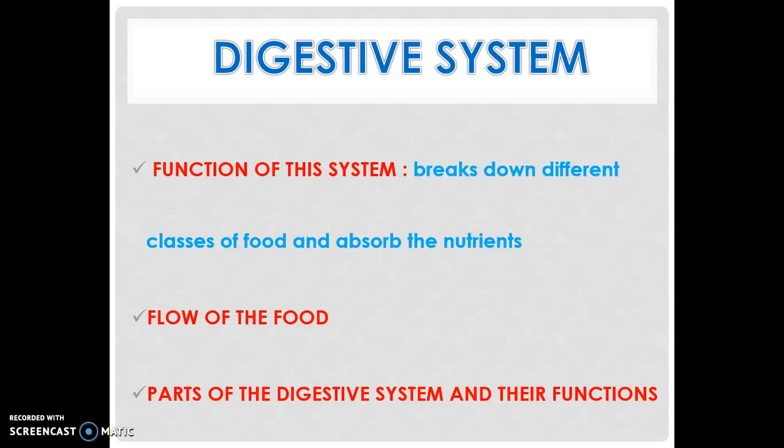What is the function of the digestive system? This system is important to break down the different classes of food into its simplest version and then help the body, especially the blood capillary, to absorb the nutrients. The nutrients will be brought to all the body parts for different purposes.